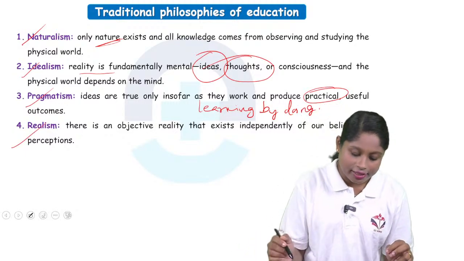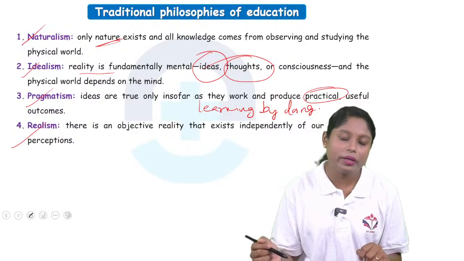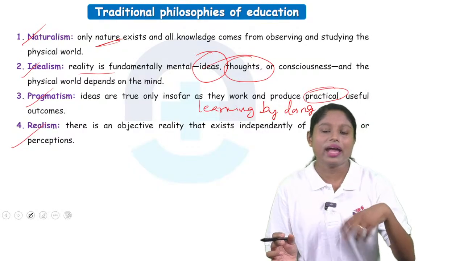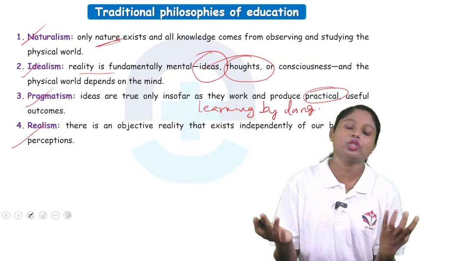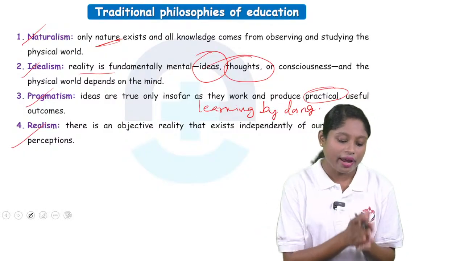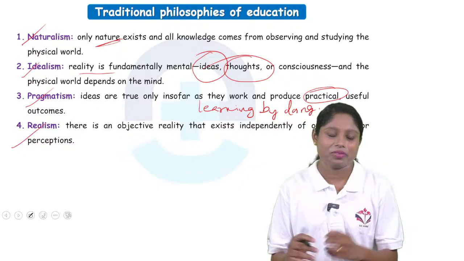Next is realism. Objects in reality exist independently of our beliefs and perception. So reality is based on real objects. The knowledge comes from reality, meaning it's based on real objects or situations. So these are the traditional philosophies of education: naturalism, idealism, pragmatism and realism.